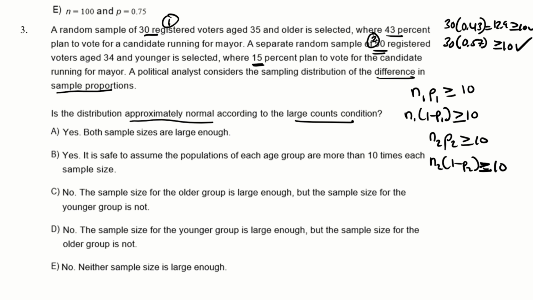Now let's do the younger group. There were 50 of them, and 15% are planning on it. 15% of 50 is 7.5. So that's not greater than or equal to 10, so it fails. It looks like the younger age group fails. So, no, the sample size for the older group is large enough, that's good. The sample size for the younger group is not. That's correct, the younger group is where it failed.